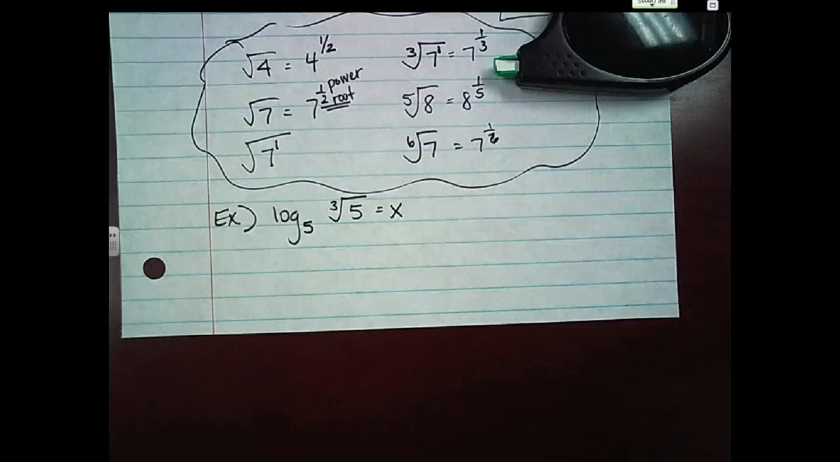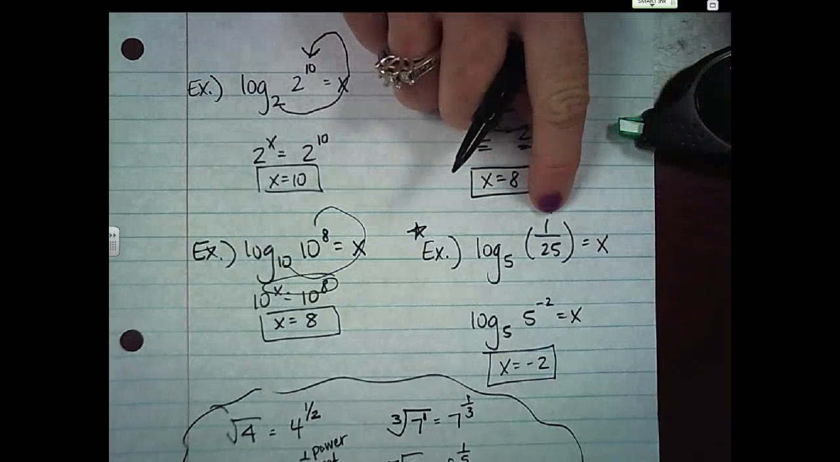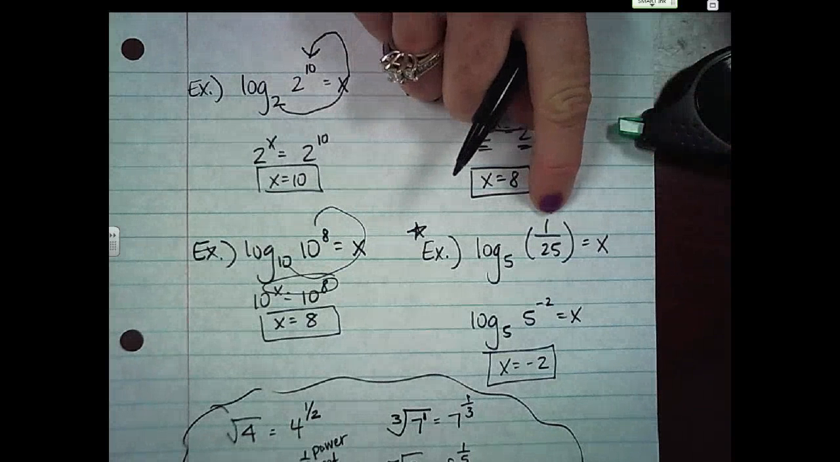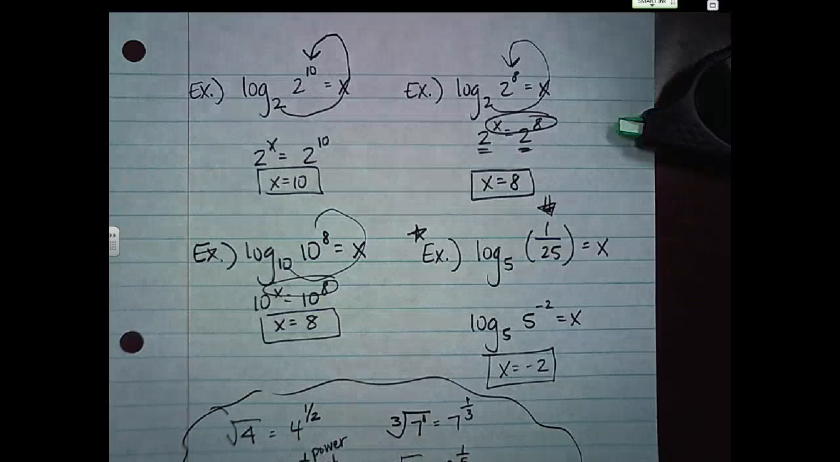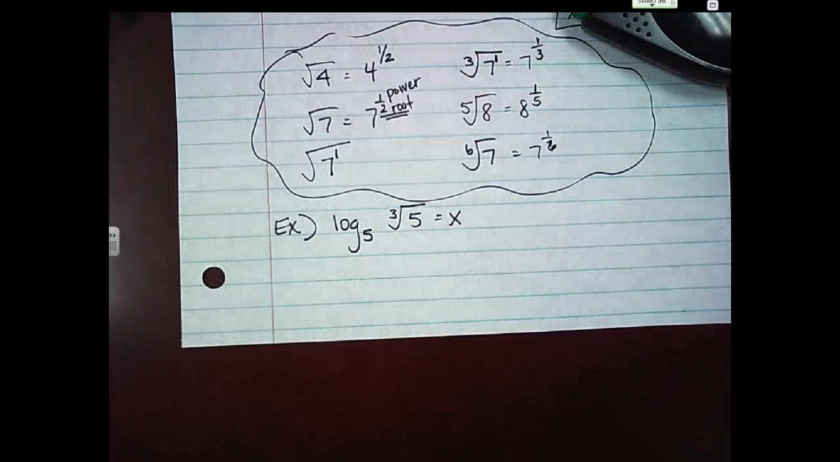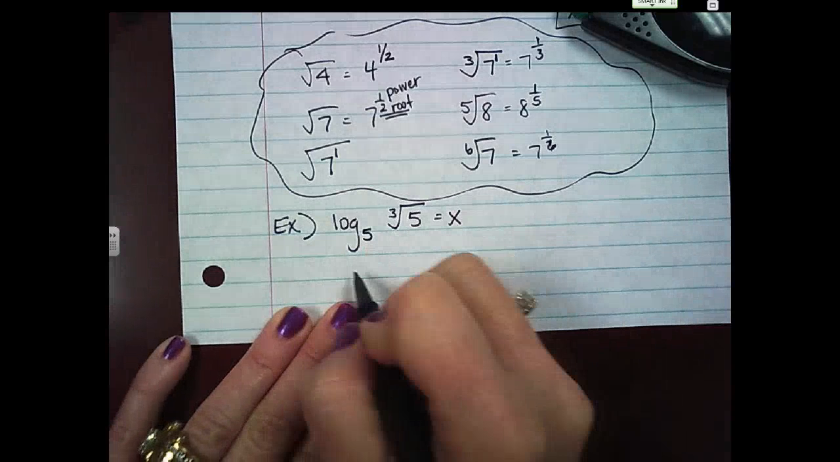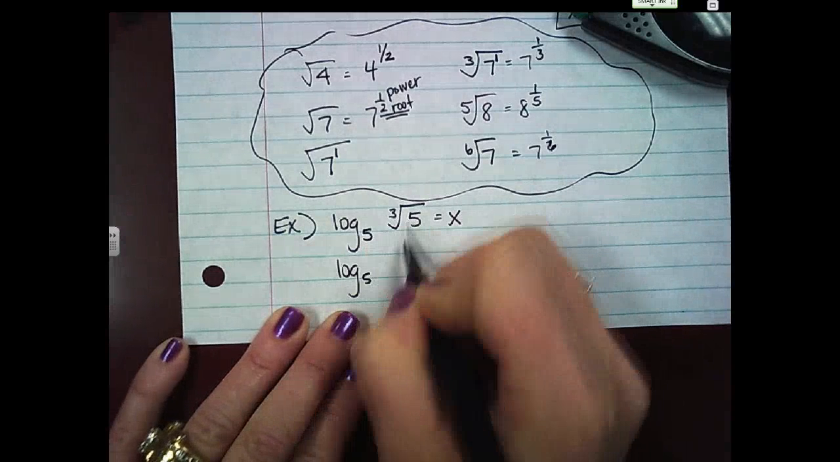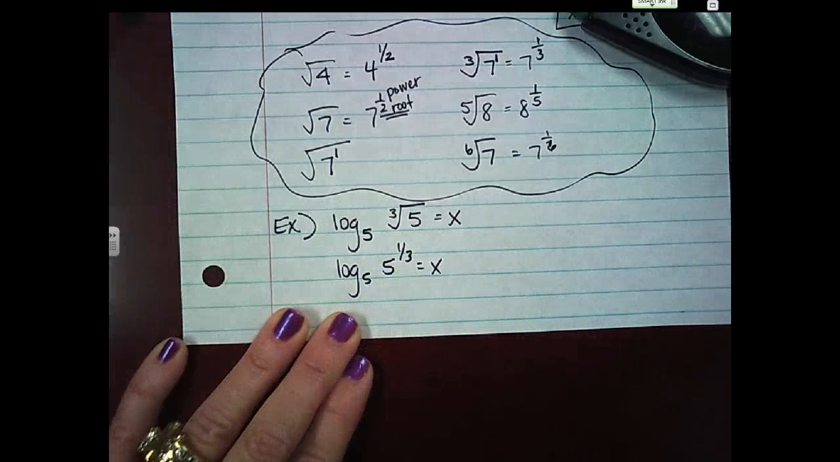Yes. It's no different than what we did here with this 125. 1 over 25 we rewrote as 5 to the -2 because we needed an exponent. You can't find a log without an exponent. You can't find a log by hand; your calculator can find a log later, I'll show you how. So this is the same as log base 5 of 5 to the 1/3. Right? So what's the answer to that? 1/3.